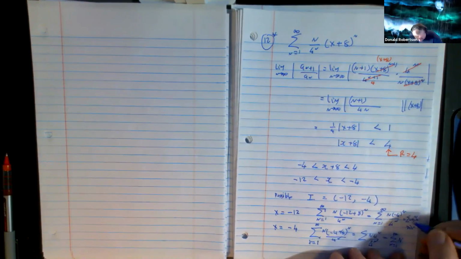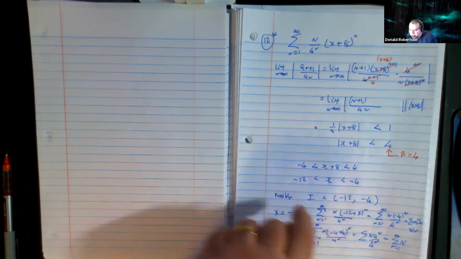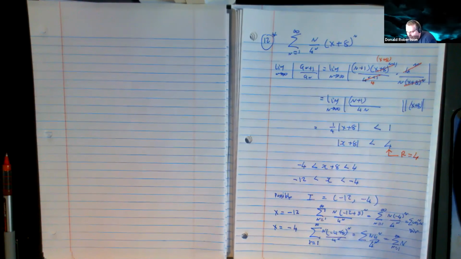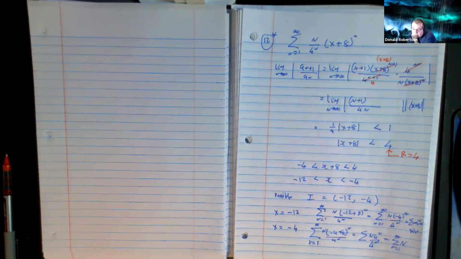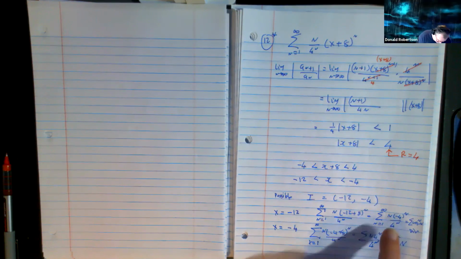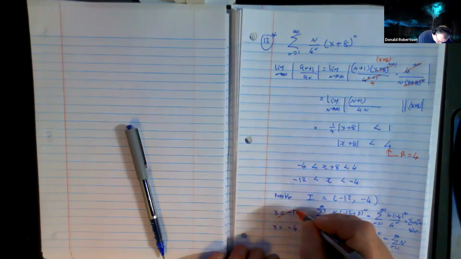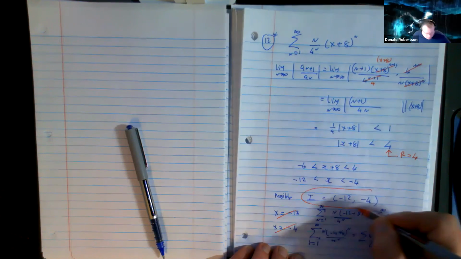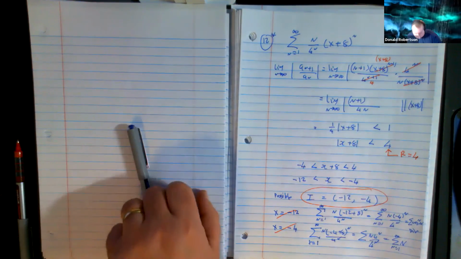Do not expect too much work on the endpoints. The endpoints tend to be pretty obvious things that diverge, or a relatively easy p-series or alternating series that converges. Most questions, it's pretty easy to decide, yep, that's going to work. No, that's going to diverge. In this particular case, no good, no good. So isn't that the final interval of convergence?